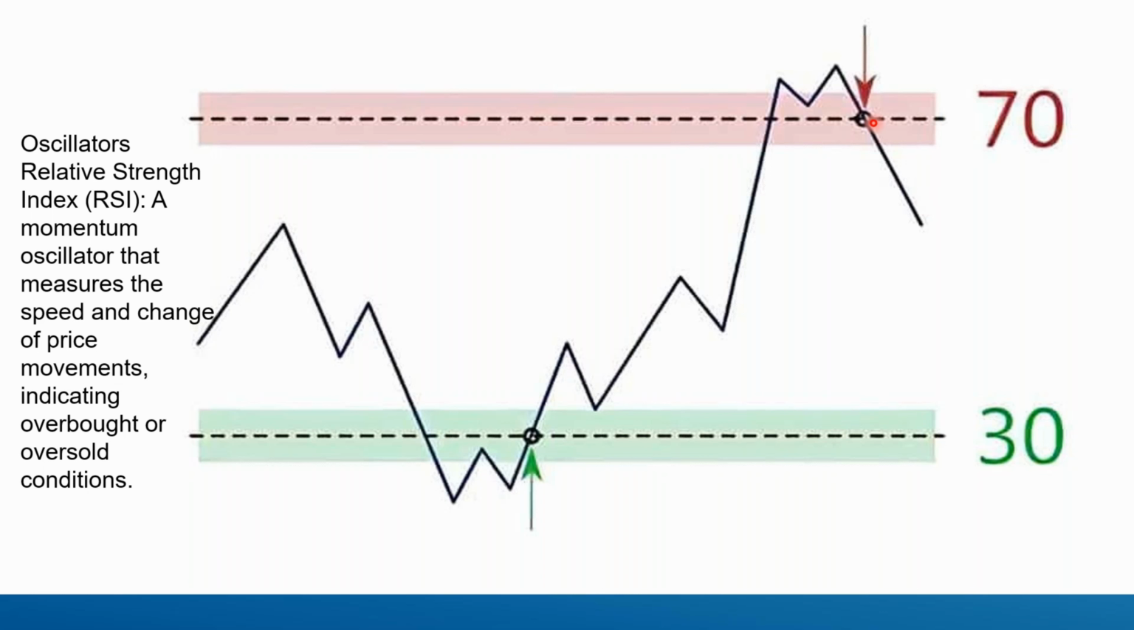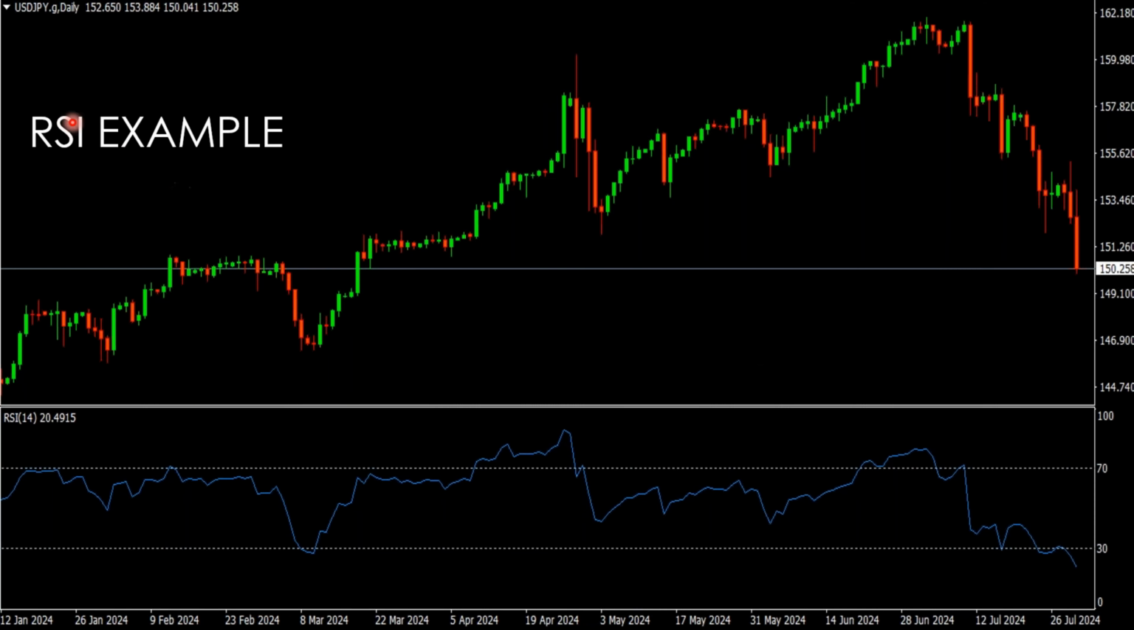Mainly the 70 area is considered an overbought market and 30% an oversold market. We'll have some practical examples. This is the US dollar against the Japanese yen. You'll see in this area it was oversold, in this area it was overbought. As you can see, the market actually started to move down from here. So predict from the RSI: if it's in this area, we are in an uptrend, so this is maybe not the best time to buy.